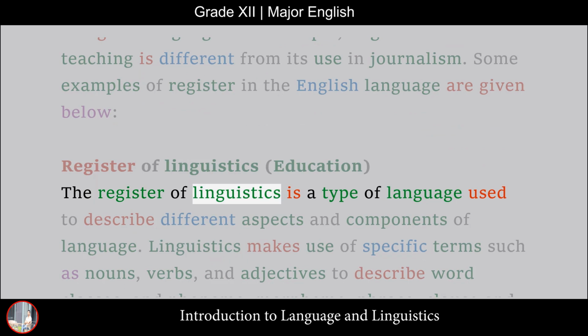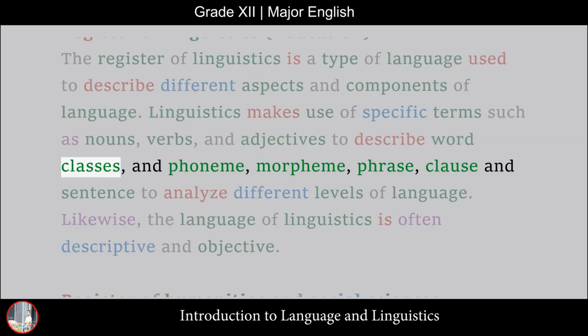The register of linguistics is a type of language used to describe different aspects and components of language. Linguistics makes use of specific terms such as nouns, verbs, and adjectives to describe word classes, and phoneme, morpheme, phrase, clause and sentence to analyze different levels of language. Likewise, the language of linguistics is often descriptive and objective.